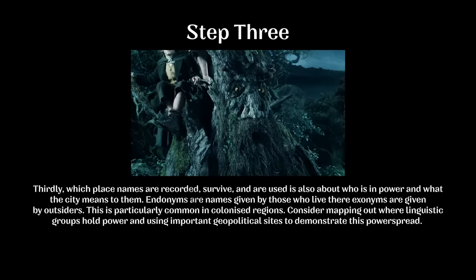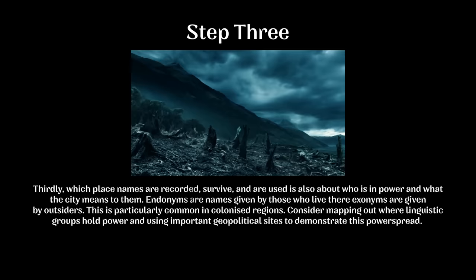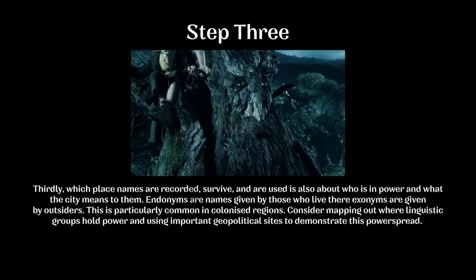Endonyms are names given by those who live there, while exonyms are given by outsiders. This is particularly common in colonized regions. Consider mapping out where linguistic groups hold power and using important geopolitical sites to demonstrate this power spread.